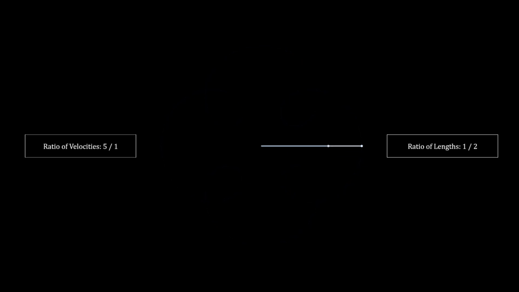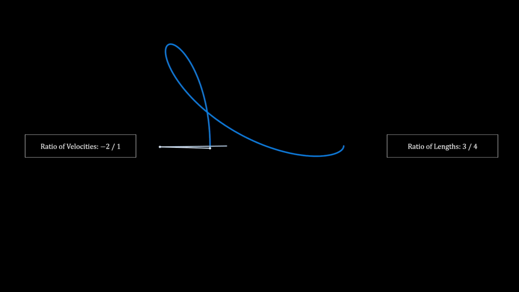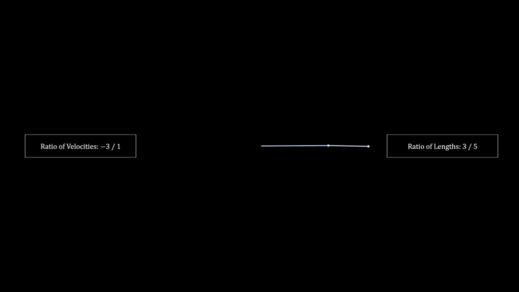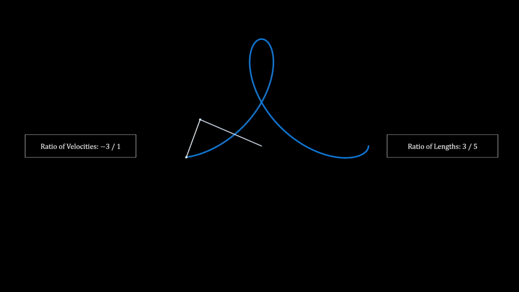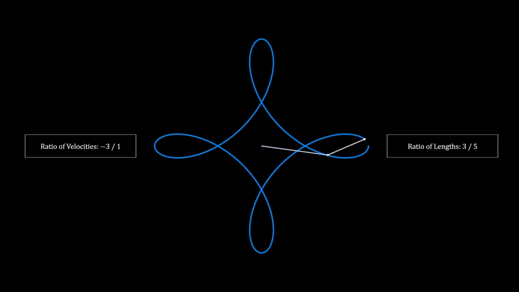But what if instead we rotate the second vector clockwise? The loops are now on the outside of the shape, and the number of loops will be 1 more than the ratio of the velocities. Well, that about covers what we can do with 2 vectors. Let's look at 3.